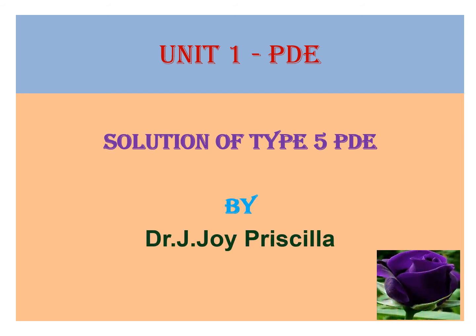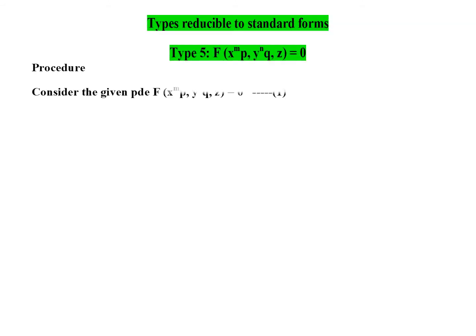Welcome students. In this video we are going to see how to solve a type 5 partial differential equation. A PDE which is of the form f(x^m p, y^n q, z) = 0 will be known as a type 5 PDE. So let us see how to solve this kind of PDE.